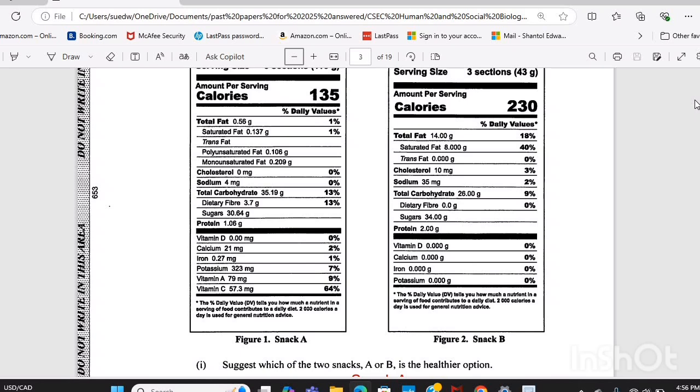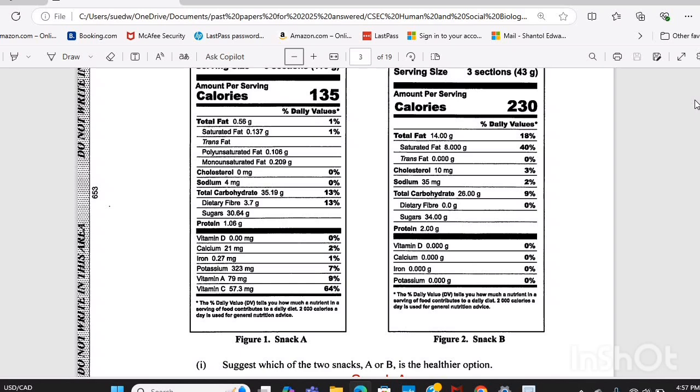Now, the question asks, suggest which of the 2 snacks, A or B, is the healthier option. Now, you might have just glimpsed that answer, but I want you to figure out reasons why, because that's the next part of the question. So it says, state which one of these snacks is the healthier option. If you're looking at it, the first things that should give you a red flag, which one is the healthier, just look immediately at the amount of calories that the package contains, right? And then you look at the total amount of nutrients that you are getting from each.